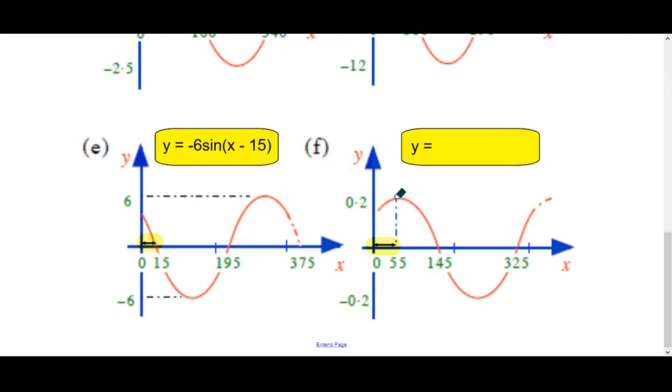Right, last one, I'm starting up here where the dotted line is, and I'm going down and back up. That's a cosine wave. So it's 0.2 and minus 0.2, so that's just 0.2 cos. And because it's been shifted forwards 55, it's going to be a minus 55 and then a degree symbol. Okay, then the next lesson we're going to try and draw them, but that's a good starting point here.